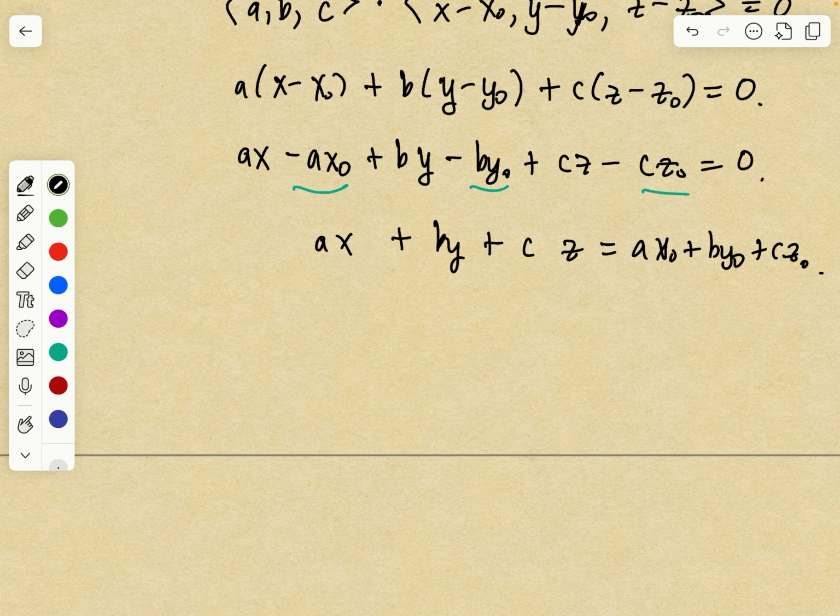So if you're given a point x0, y0, z0 on the plane, and you're given a normal vector a, b, c, then a point x, y, z is on the plane precisely when it satisfies this equation.